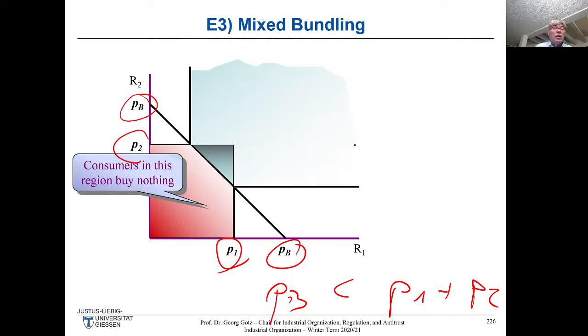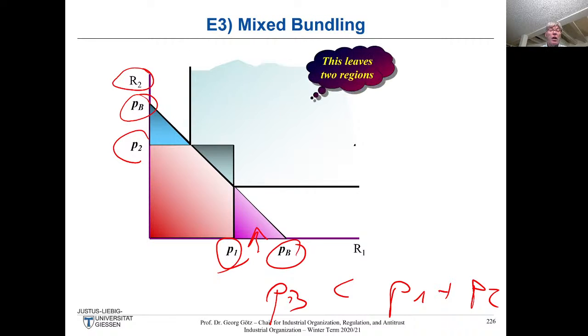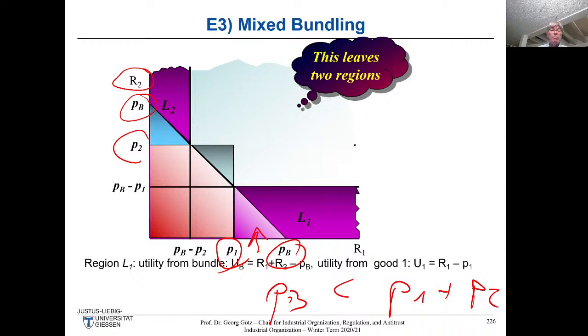But what is different now is that these guys who previously didn't buy anything, because they didn't have a sufficient willingness to pay for the bundle due to the low willingness to pay for product 2 here, now buy product 1. As do these guys in the blue area, they buy product 2. And now we have these 2 violet regions again, and these guys here buy only product 1 and product 2, as you will see in a minute.